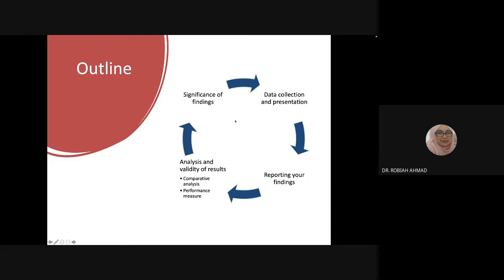And finally, highlight what is the significance of the findings that you have based on whatever result that you get. Okay, so these are the outlines of our class today.